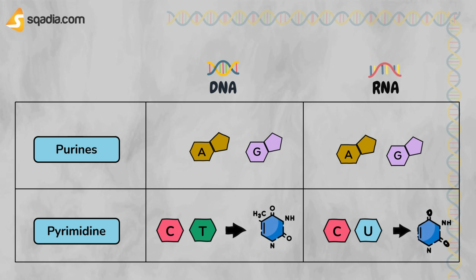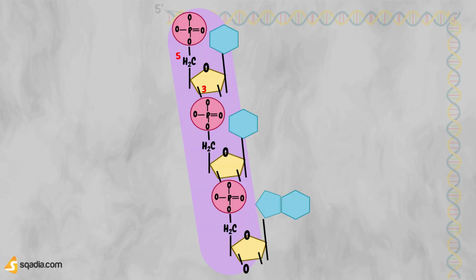The terminal nucleotide at one end of the chain has a free 5' phosphate group, whereas the terminal nucleotide at the other end has a free 3' hydroxyl group. It is conventional to write nucleic acid sequences in the 5' to 3' direction. That is, from the 5' terminus at the left to the 3' terminus at the right.